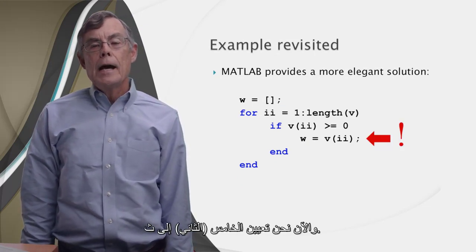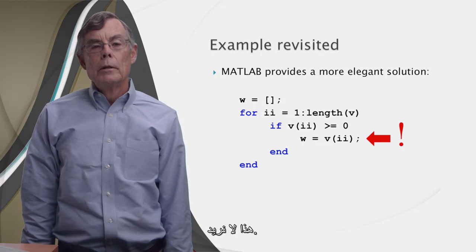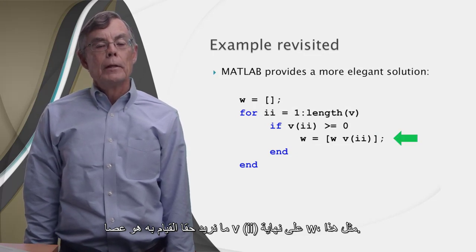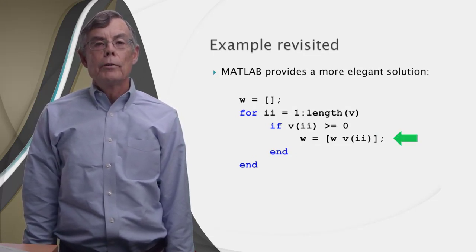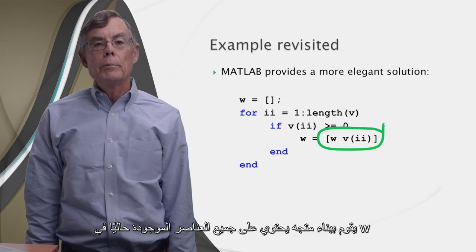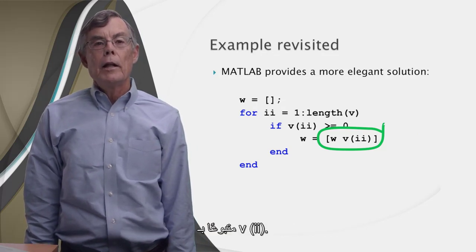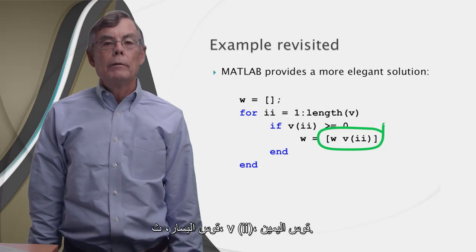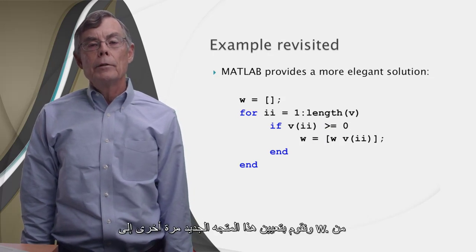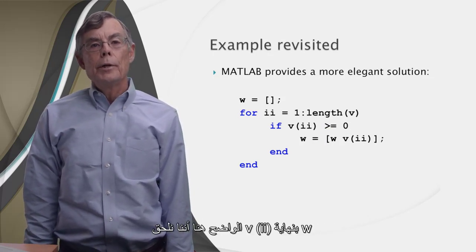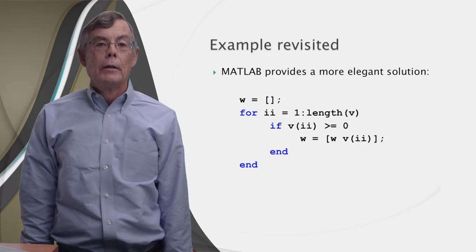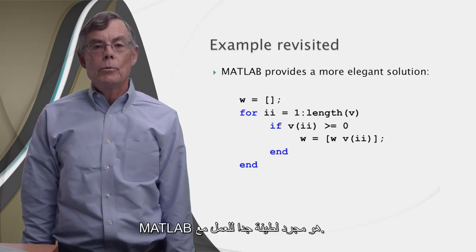But now we're assigning v(ii) to w. That's not what we want. What we really want to do is stick v(ii) onto the end of w, like this. The hard work is done by the single expression on the right of the equal sign. It constructs a vector that has all the elements that are currently in w, followed by v(ii). Left bracket, w, v(ii), right bracket. And we assign this new vector back to w. It's much clearer here that we are appending v(ii) to the end of w than it was with the other version, not to mention it's shorter. MATLAB is just so nice to work with.